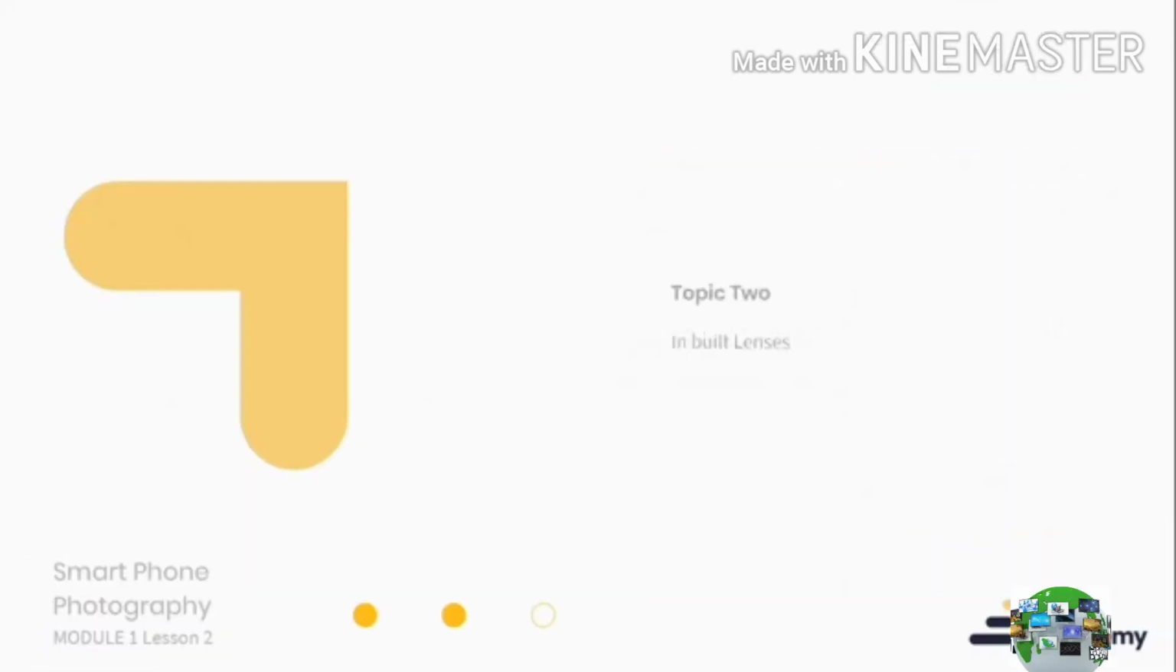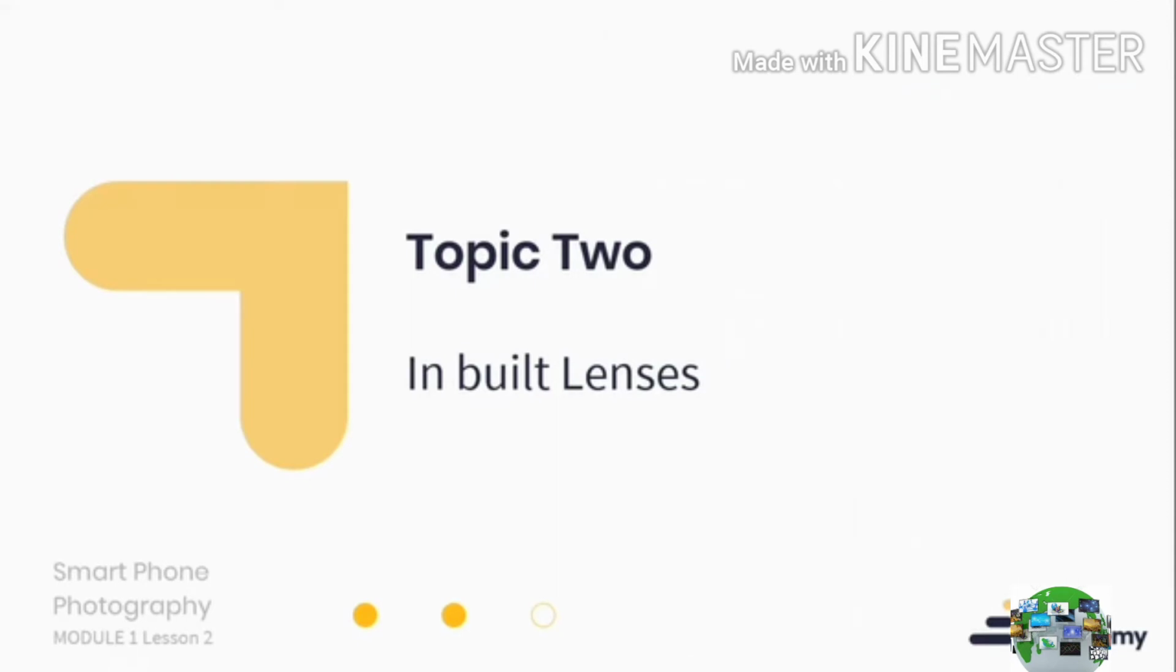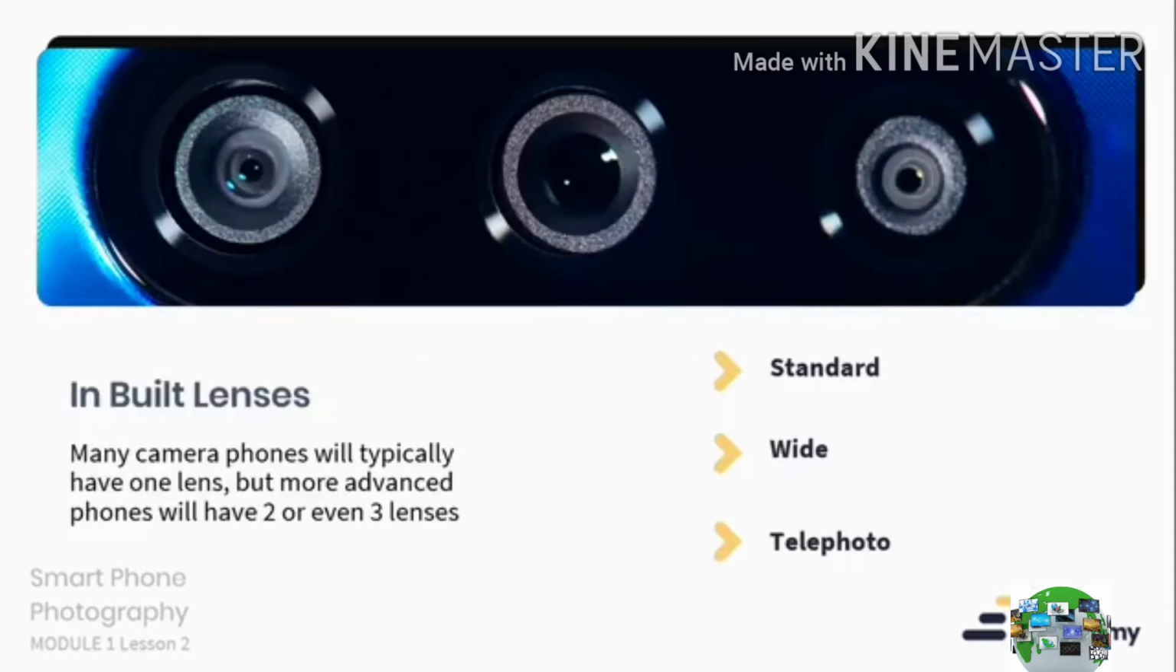Now, as usual, for our next topic, we're going to have a look at our built-in lenses. This means the lenses that are available to us within our phones, the ones that are there pre-packaged essentially when we first unbox our phone. Now, there are three types of inbuilt lenses. Most phones will typically just have one lens, which is our standard lens, but some phones will have two, and much more higher end phones now have three lenses. These are typically a wide and a telephoto lens. So let's break down each of these.